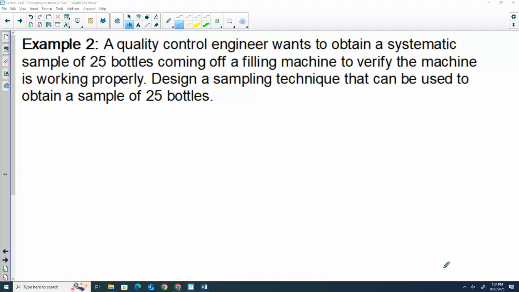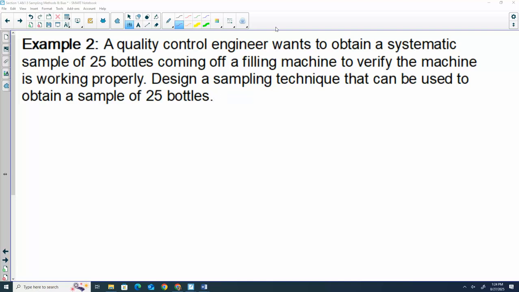So we were talking about our different sampling techniques yesterday. And so we are looking at a couple examples. We ended one where we were looking at the random numbers on our calculator and getting our stratified sample. This one says, a quality control engineer wants to obtain a systematic sample of 25 bottles coming off a filling machine to verify the machine is working properly.